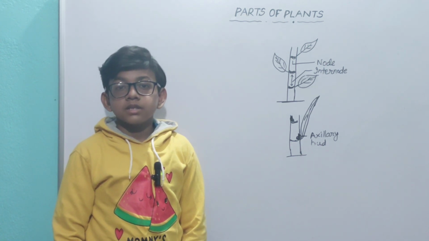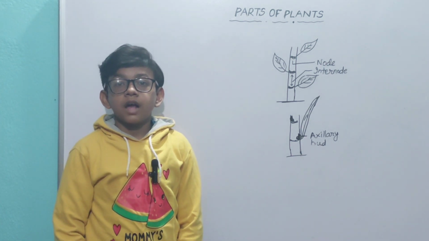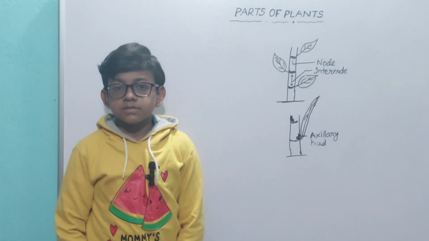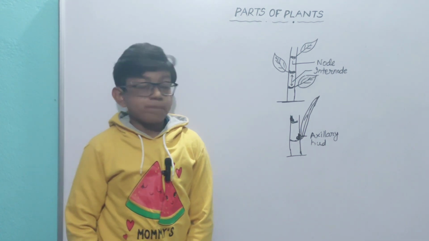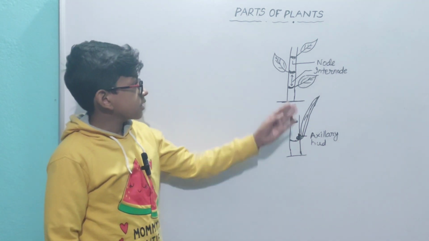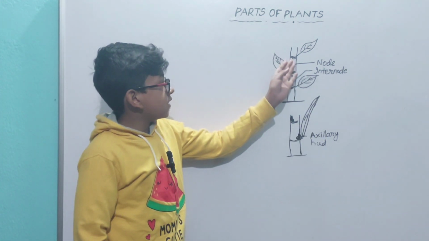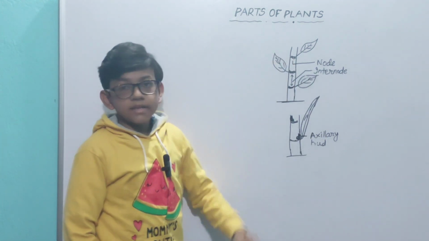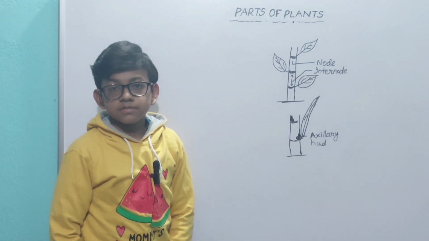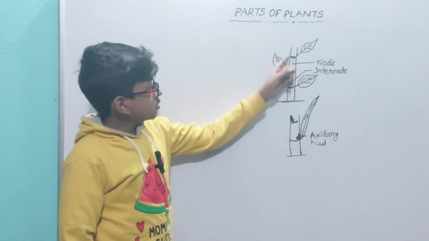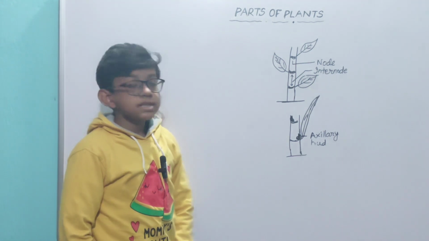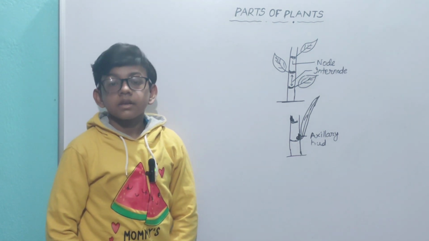Stems bear branches, leaves, flowers or fruits. The place where one or more leaves, flowers or fruits arise is known as node, and the area between two successive nodes is known as internode.